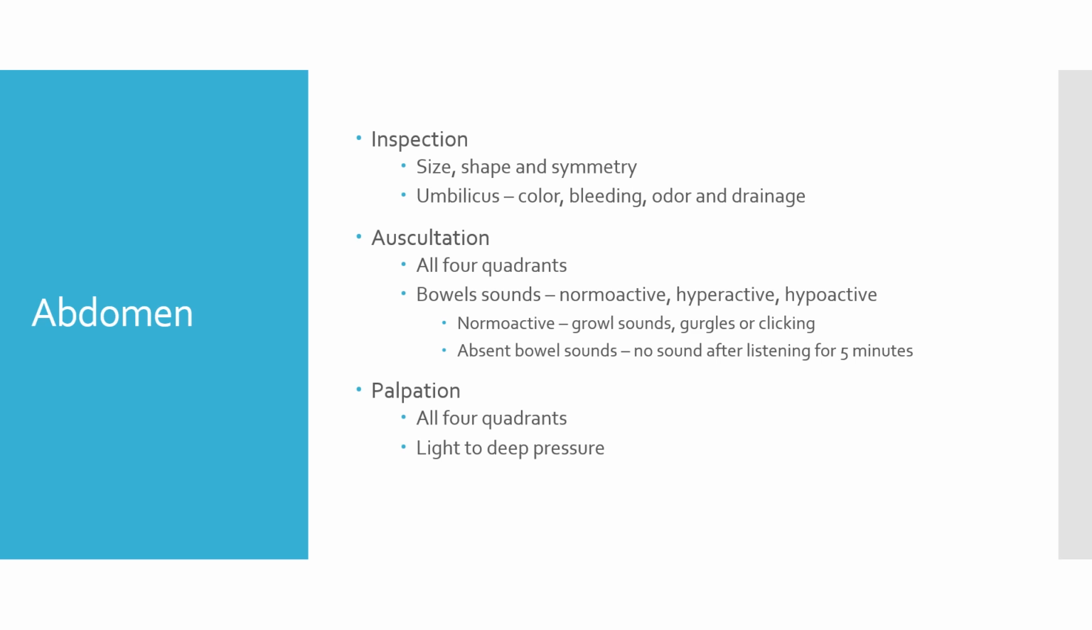And then we're also going to palpate those 4 quadrants, light to deep. If you look at this abdomen here, we're a little bit out of order. The abdomen is the only one where you want to auscultate before you palpate. Once you palpate, you get things stirred, you get things moving, and it's going to change your auscultation examination. So make sure you auscultate before you palpate.